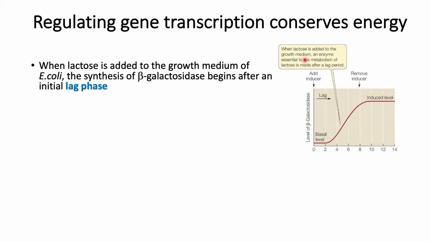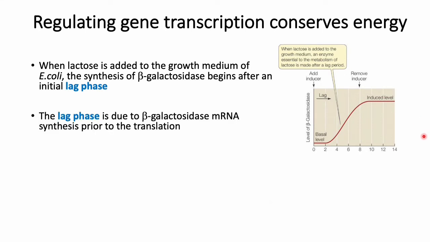When lactose is added to the growth media, an enzyme essential for the metabolism of lactose is made after the lag period. So this is the lag period, then the enzyme can be made, and there's an induction, and then when you remove the inducer, this will fall off.